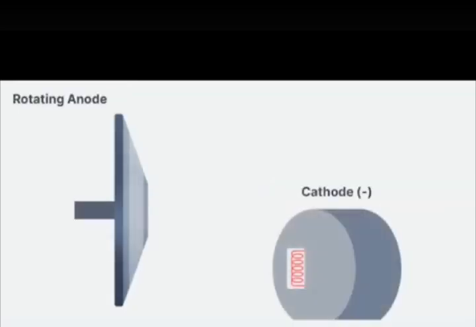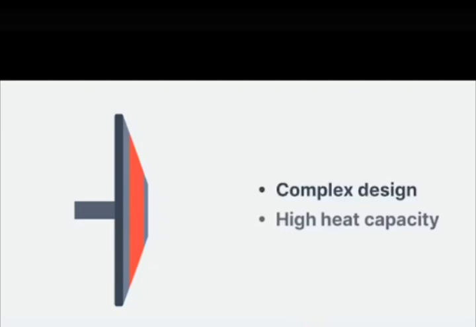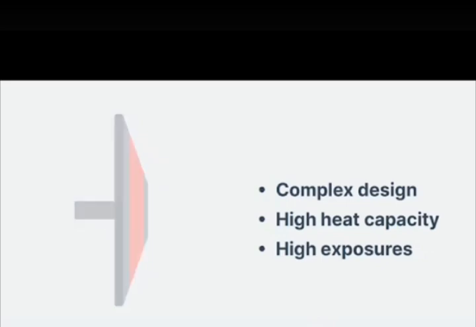With rotating anodes, the anode is literally a rotating disc. This has the effect of spreading out those electrons over a much larger area and significantly increasing the heat capacity of the X-ray tube. Rotating anodes are essential for general radiography. So what can we say about rotating anodes? We can say that they are a little bit more complicated. However, they have a very high heat capacity with that large focal track, and because of that, they can be used for high exposures.